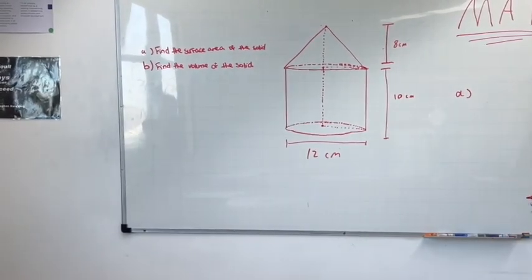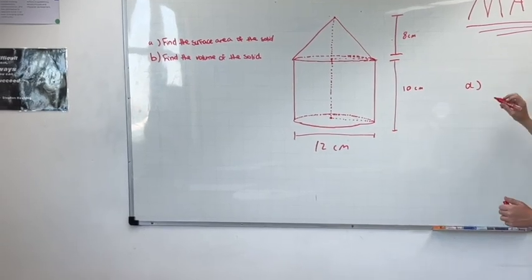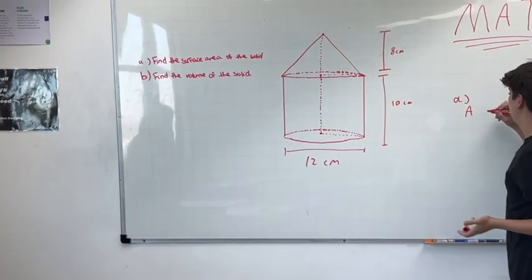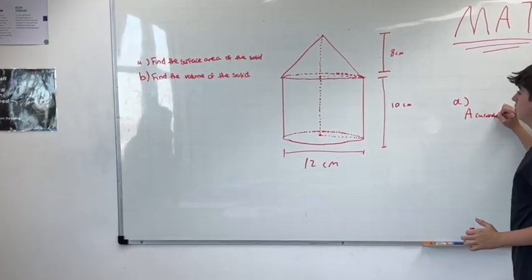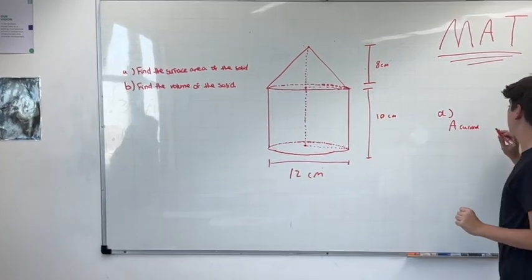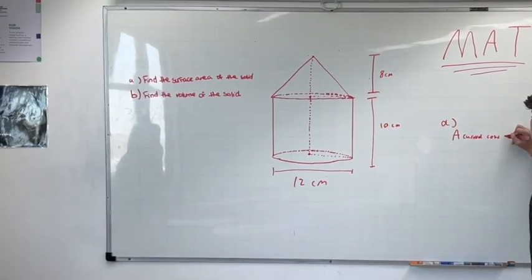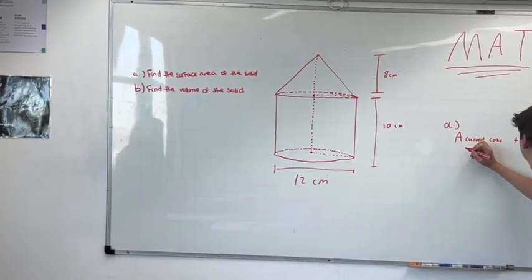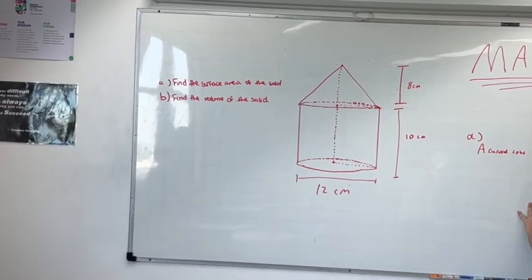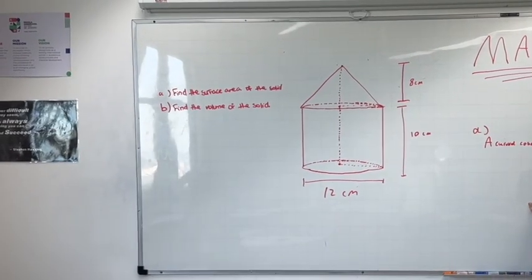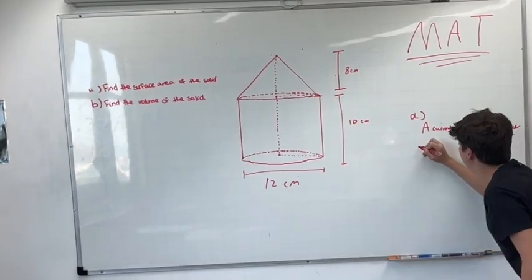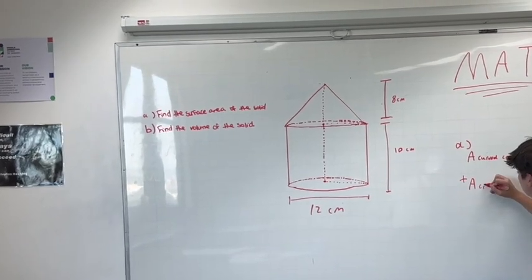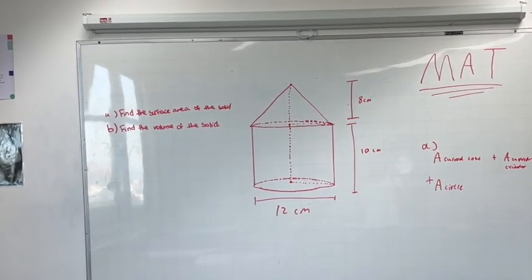Okay guys, so to find the surface area, we have to combine all the areas of the solid. As we can see, this is a curved cone, since we don't have a circle here, it's imaginary, plus the area of the curved cylinder, plus the area of the circle beneath.